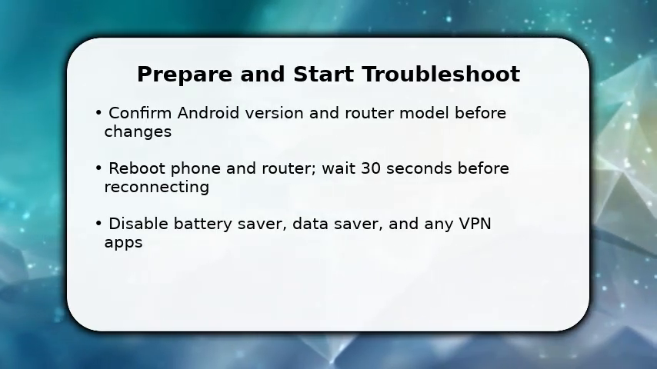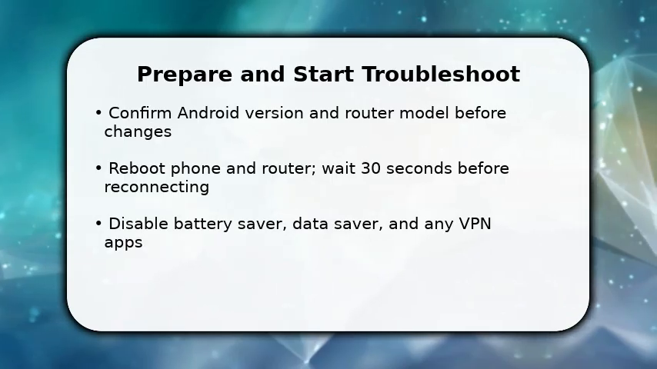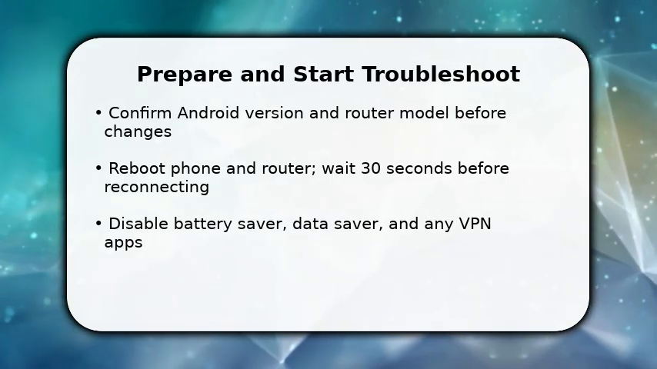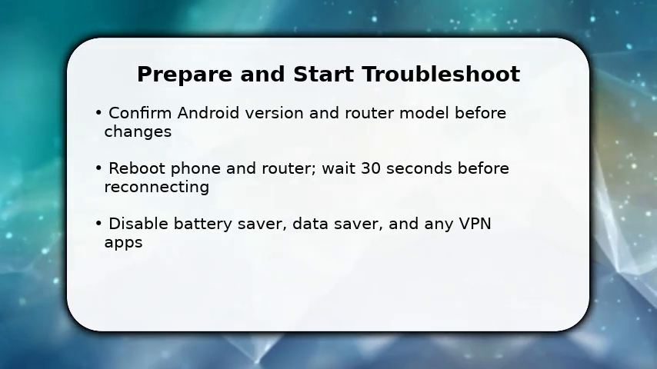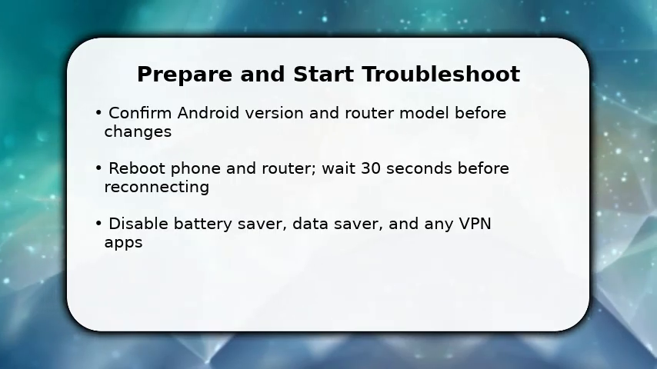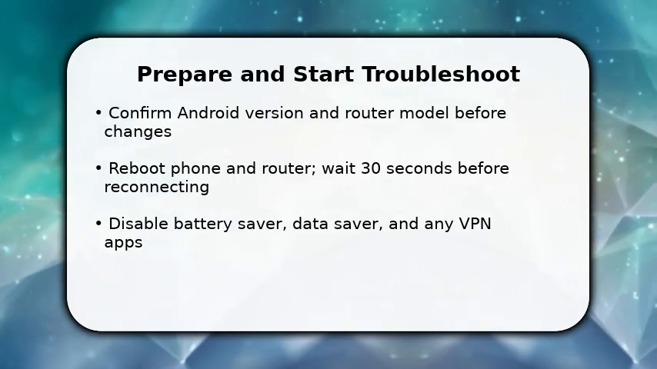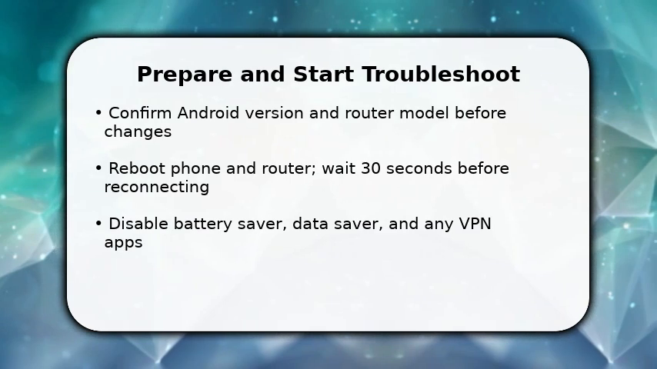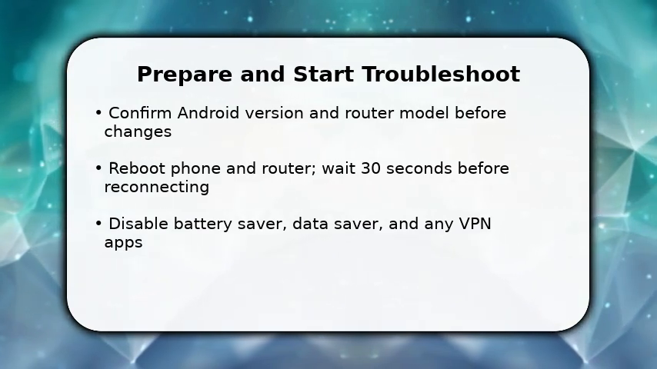Turn off battery saver and data saver because they throttle Wi-Fi. Also temporarily disable VPN or security apps that can interfere. Once done, open Wi-Fi settings, forget the problematic network, and prepare to re-add it with correct password and security type.